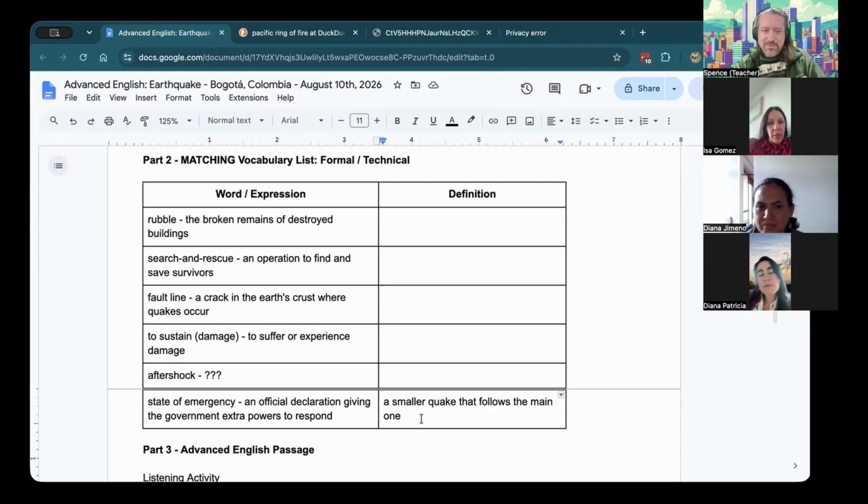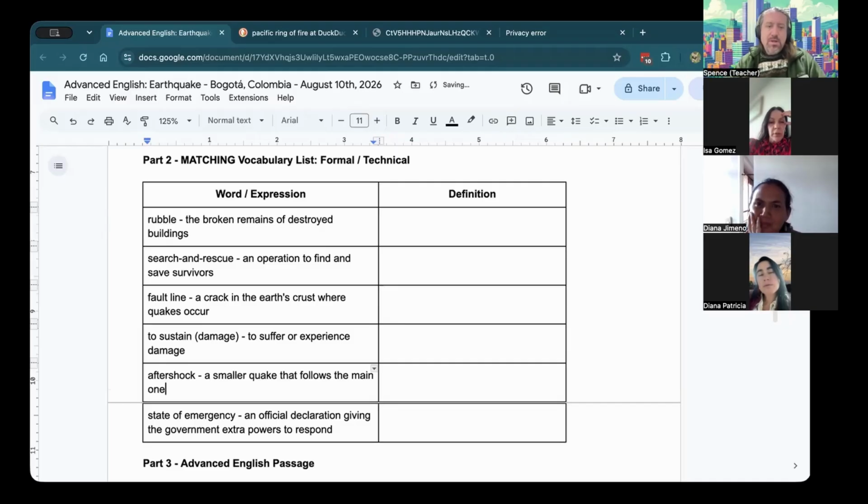Aftershock. A smaller quake that follows the main one. Okay. Cool. So those are some useful words. They're a little bit more technical words. If you're having a casual conversation, you might not be talking about the fault lines and the states of emergency, but that's useful.